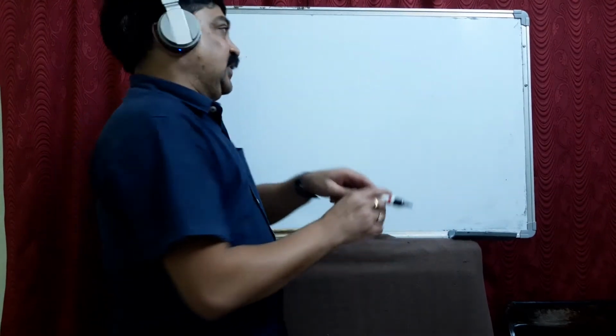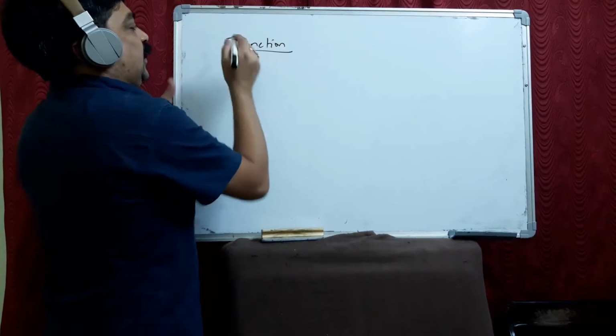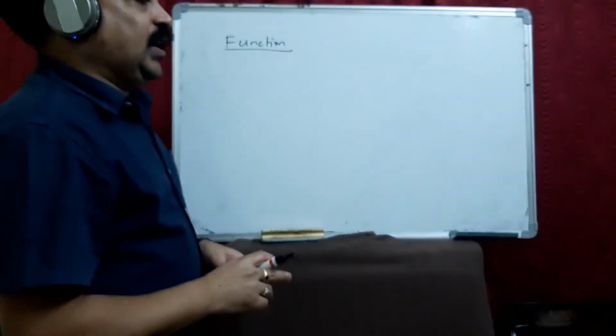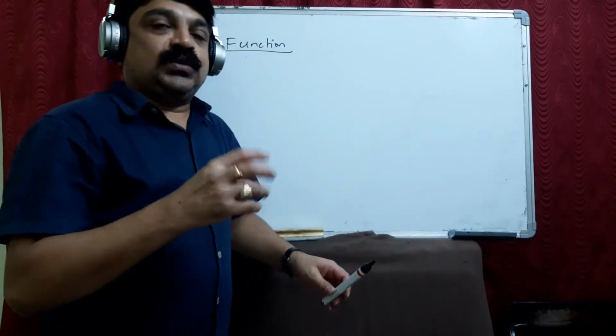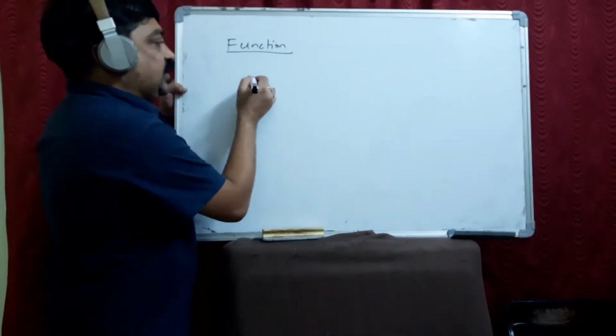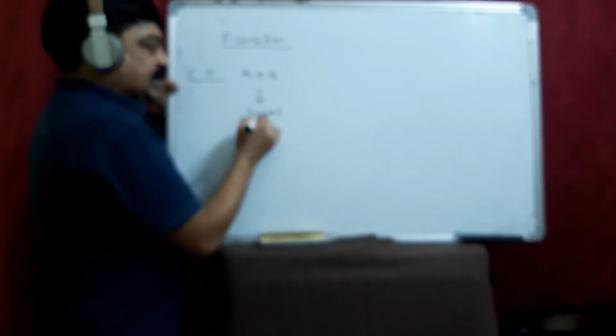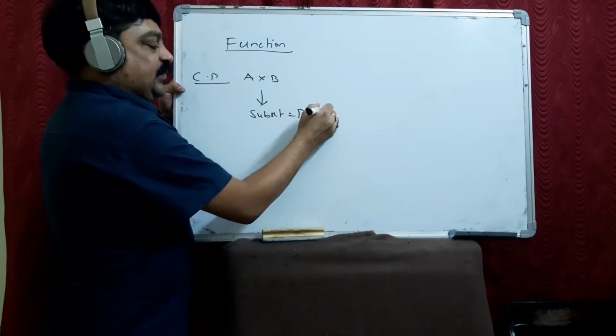Hi students, in this video we are going to learn about the definition of a function. What is a function? This is very important, and the function definition is connected to the relation. So how did we get the relation definition? First we were finding the Cartesian product A cross B. From this, if you take any subset, it is a relation.